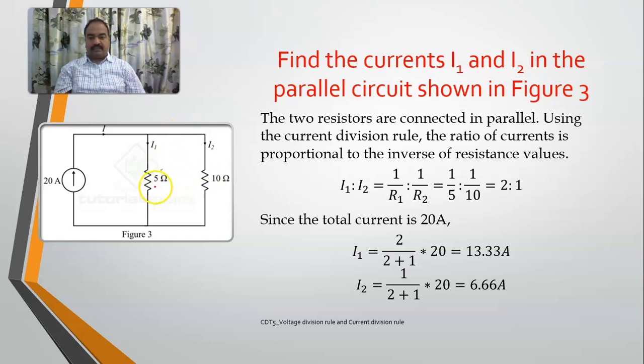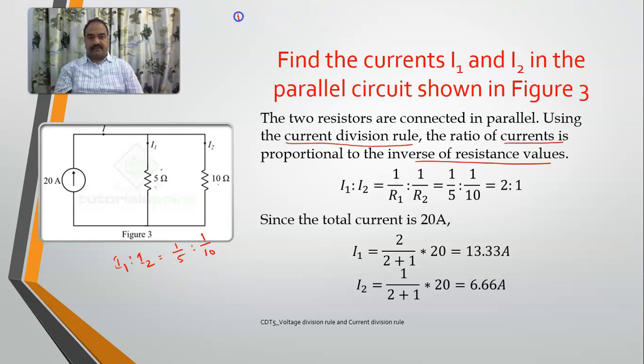So when both are connected in parallel, which rule is applicable? The current division rule is applicable. Then what does it state? The ratio of currents is proportional to the inverse of resistance values. So I1 is to I2 is equal to the inverse value of resistance. What is it? 1 by 5 is to 1 by 10.